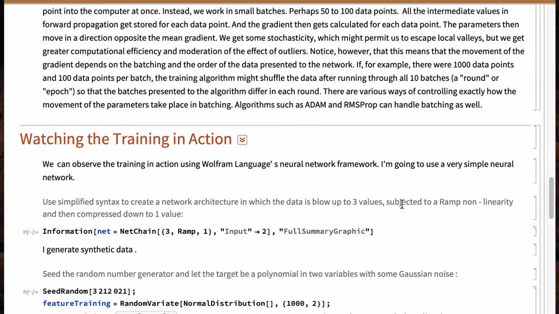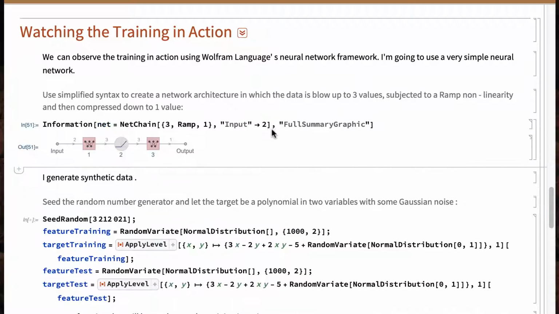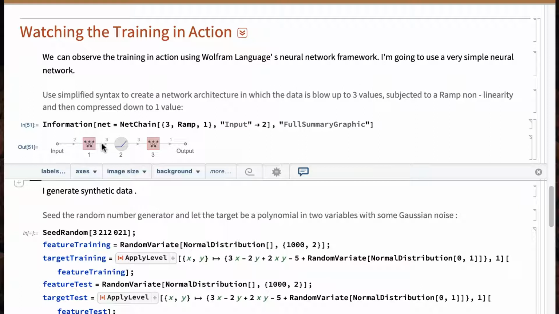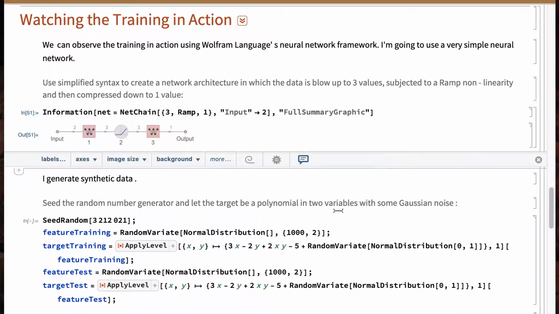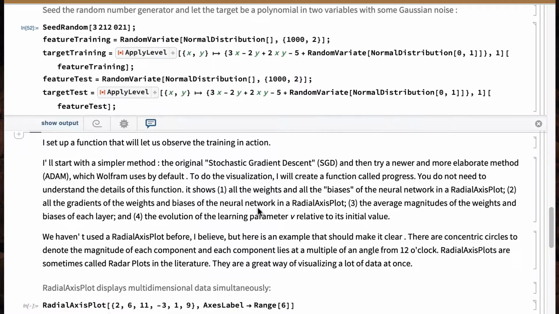in action. So I'm going to create a little baby network here, simplified syntax. Hopefully you're able to translate this by now. Linear layer of 3, element-wise layer ramp, compressor down to 1. I'm going to give it 2 pieces of input. There's our input. Blows it up to 3, ramps it, stays at 3, compresses it down to 1. All right, I'm going to make some synthetic data. I don't think you need to know that code. And now I'm going to start with stochastic gradient descent and see what that looks like.